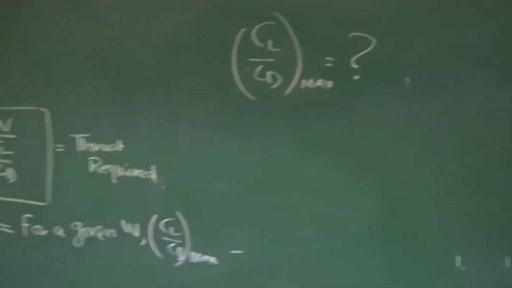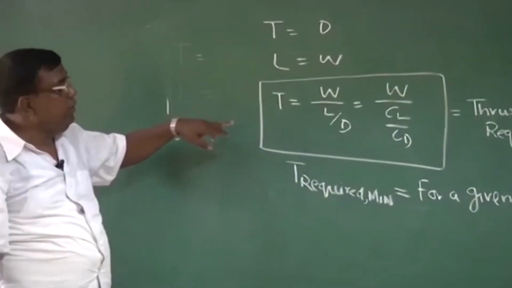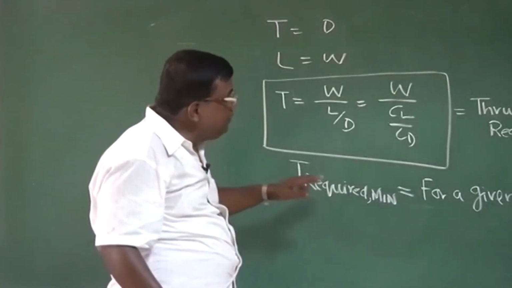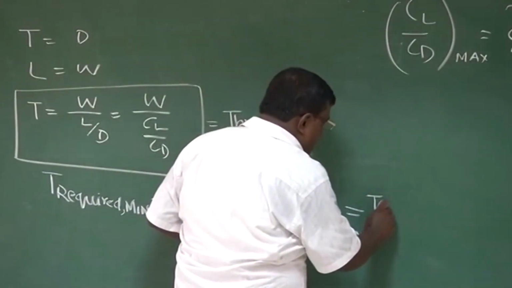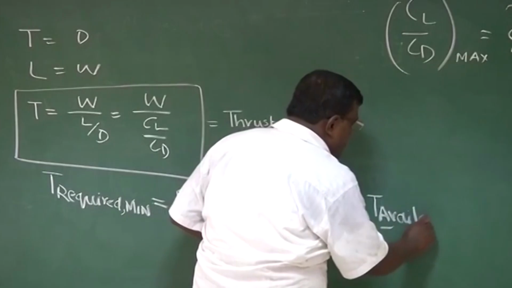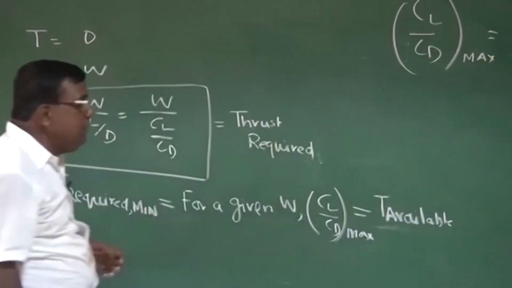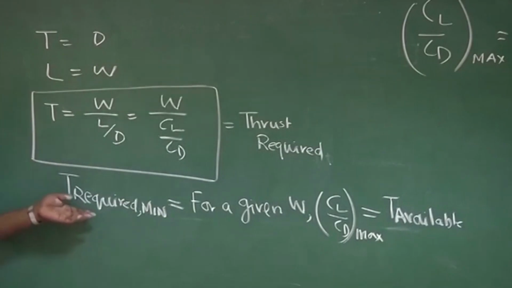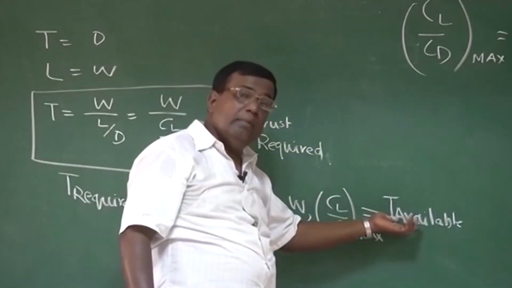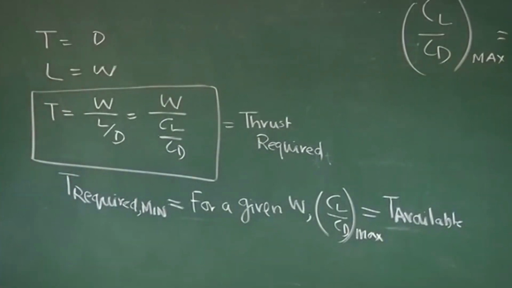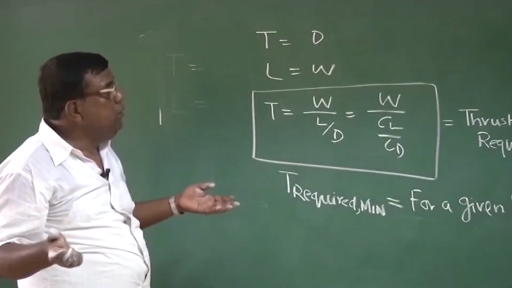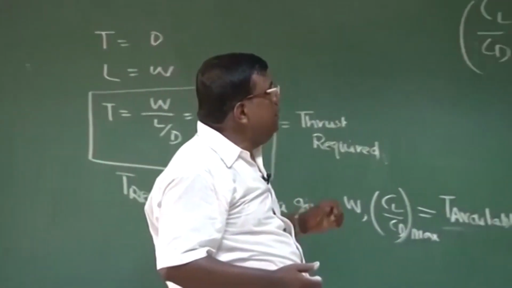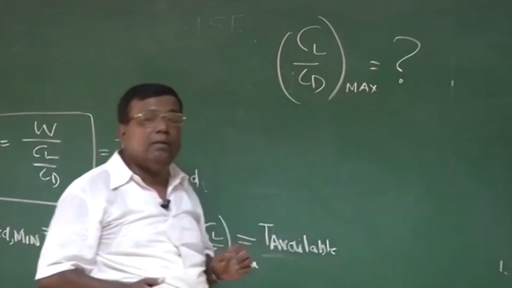Or I put the question differently. I want the pilot to fly the machine so that thrust required is minimum, and this thrust required minimum will be compensated by thrust available, which comes through the engine. So if thrust required is minimum, then thrust to be delivered by the engine is also minimum. That is an efficient way of flying. But if you tell the pilot, please fly the machine such that CL by CD is maximum, pilot will not understand what is the meaning of this. So let us try to decode this information. What is the meaning of CL by CD maximum for a pilot?